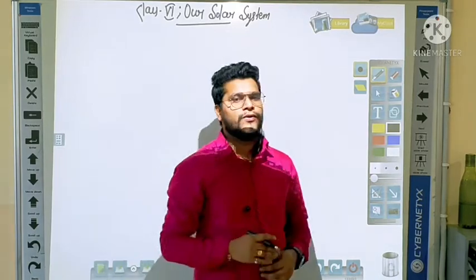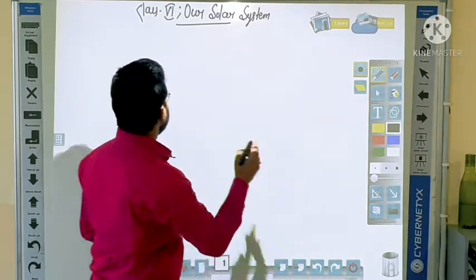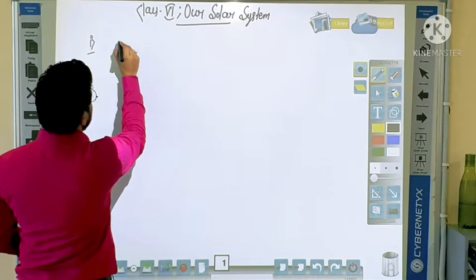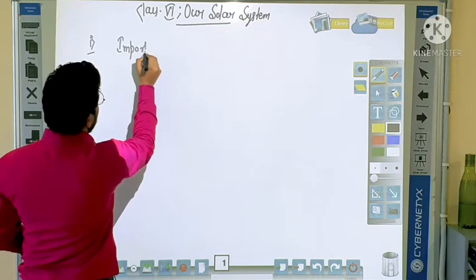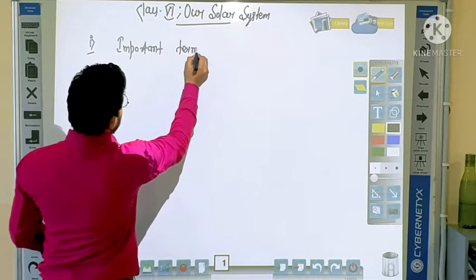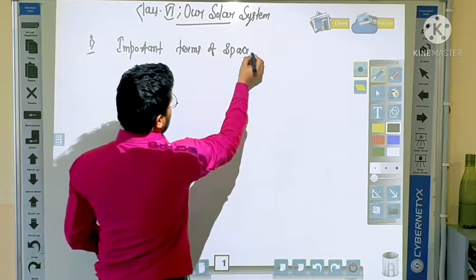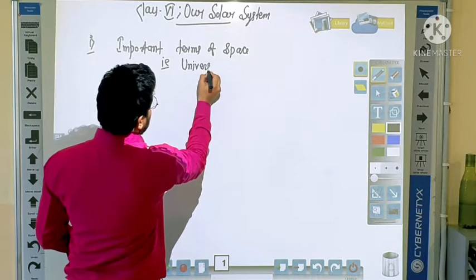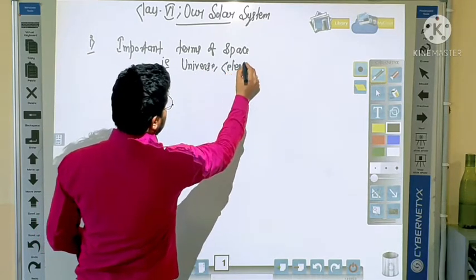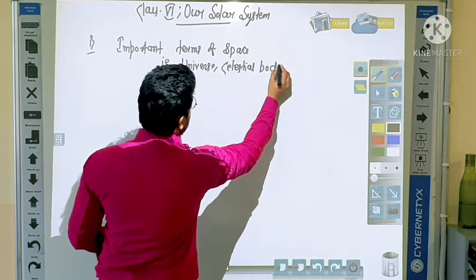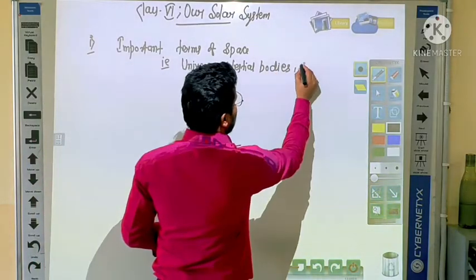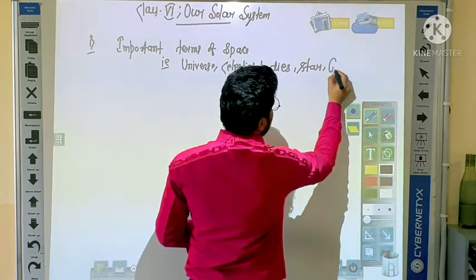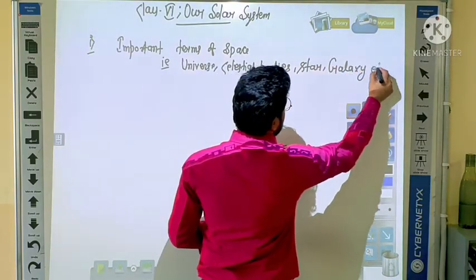In last class we learned about some important terms of space, such as universe, celestial bodies, a star, galaxy, etc.